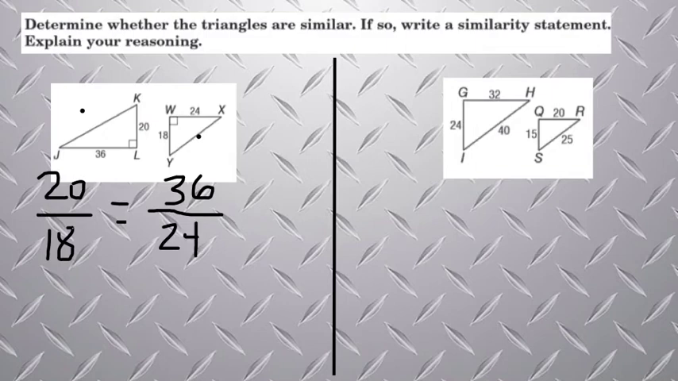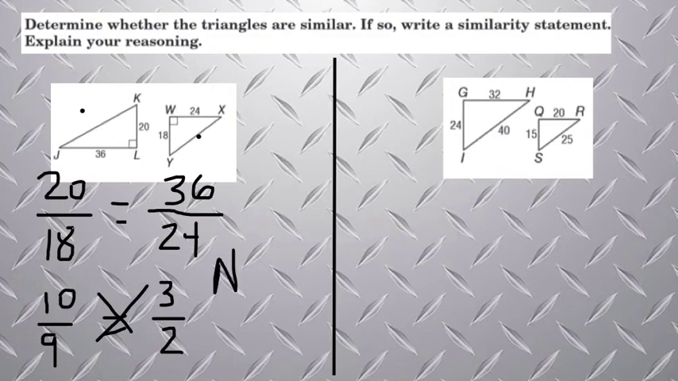So 20 over 18, we have a common factor of 2 we can reduce by. That's 10 over 9. 36 over 24, looks like our greatest common factor is 12. Eventually if you reduce by 2, you could keep going, but we should have 3 over 2. Those are the lowest possible terms, and notice they don't match. So with these, they have different scale factors. They're not similar.